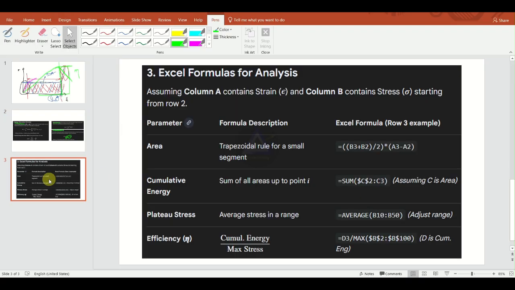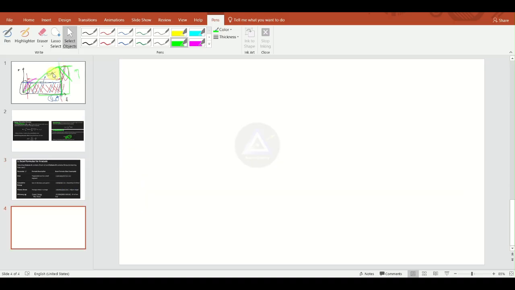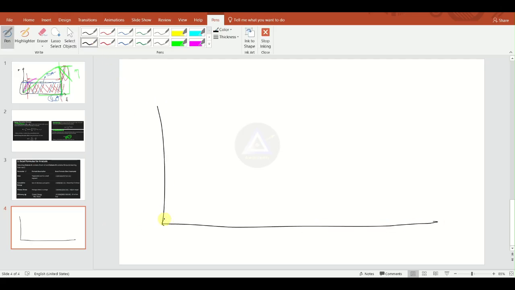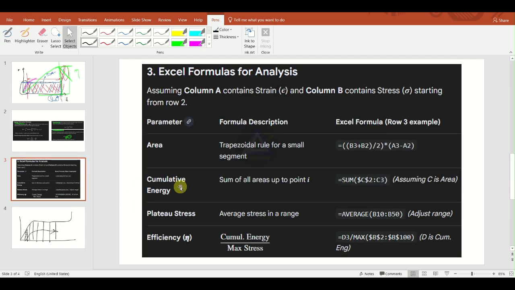You can use these relations in an Excel sheet like this. We need to use the trapezoidal rule to measure the area under the curve, using this formula with the stress and strain. Then we need to measure the cumulative area. We are measuring trapezoidal areas, dividing the stress response into multiple trapezoids, so we need to sum them up.